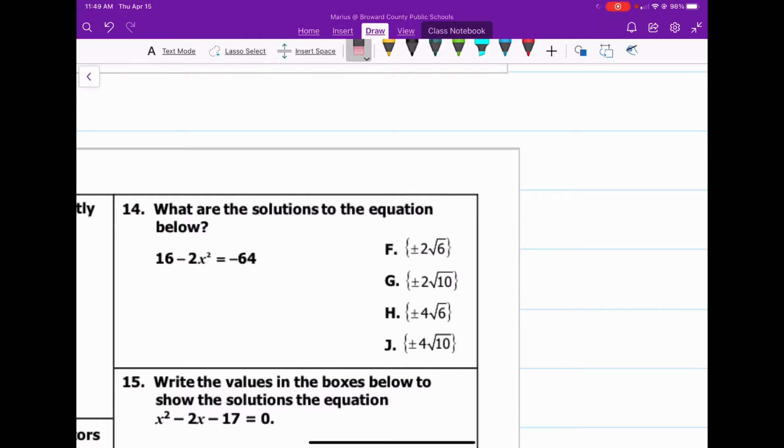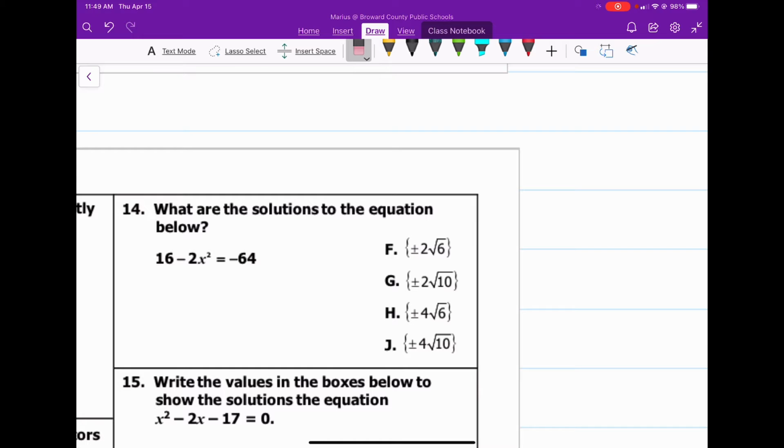And today we're going to go over another review question involving quadratic equations or quadratic functions. So without further ado, let's jump on in. Number 14. What are the solutions to the equation below? 16 minus 2x squared equals negative 64.